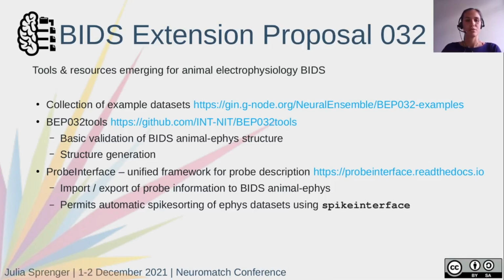In addition to this, we also are supported by the ProbeInterface project, which you can find on Read the Docs, which is a package that can be used to describe probe information as used in electrophysiology in a comprehensive way. So you can import and export the information to that format from the proposed structure. Using this, you can in principle automatically run spike sorting on raw electrophysiology datasets.